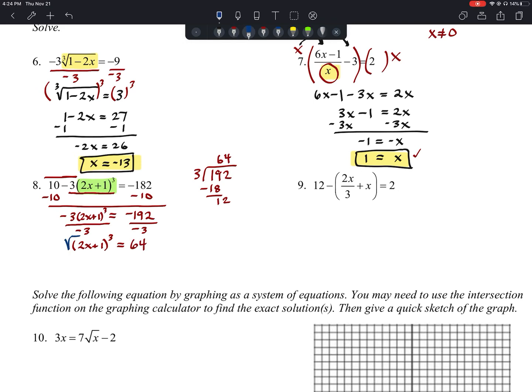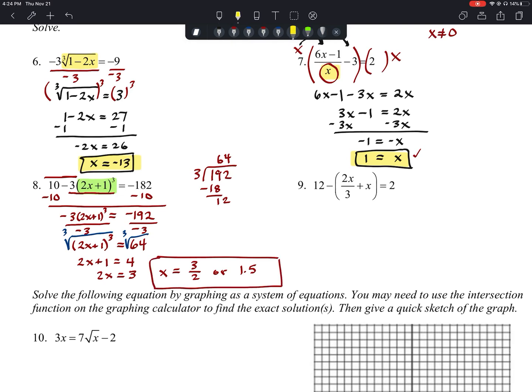Oh, that's nice and convenient, because when we take our cube root of each side here, remember, with a cube root, you do not need to worry about absolute value. So we should have just 2x plus 1 equals the cube root of 64, which is 4. So 2x is going to equal 3, and when we divide each side by 2, we're going to get that x should equal 3/2, or you could write it as 1.5. That will be your answer for number 8.